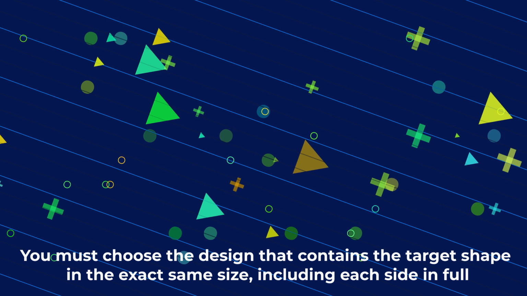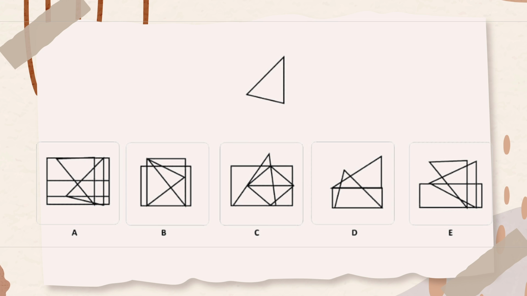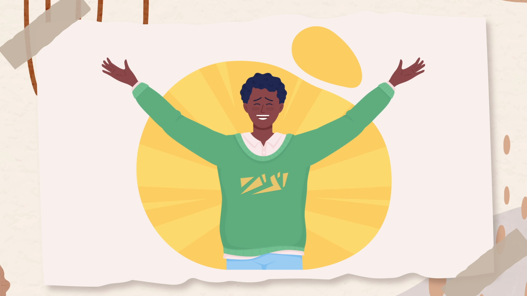Ready for a sample question? Can you spot where the given shape is hiding? The correct answer is A. The shape is visible on the right side of the figure. Well done on making it through!